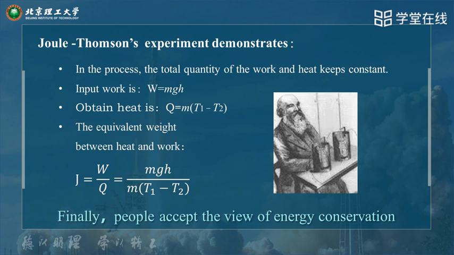We can do some calculation. Input work is mgh, just the weight's work. And the obtained heat is Q equals m times the temperature difference. In that day, there was no specific heat capacity, so it was just m times the temperature difference.